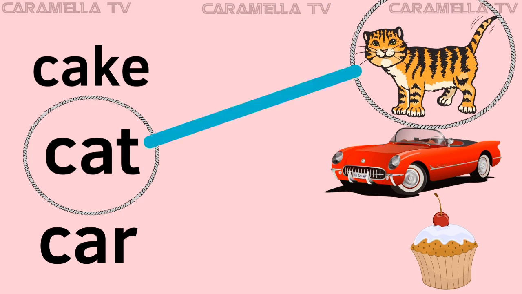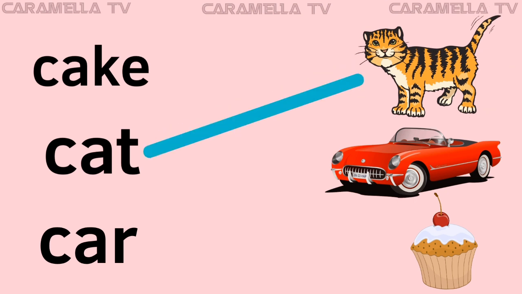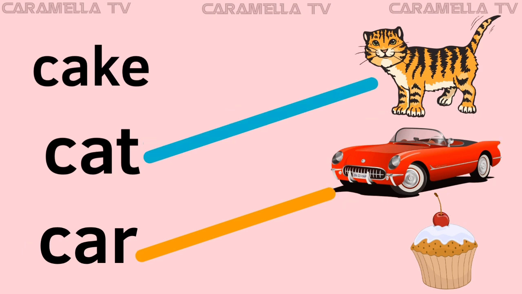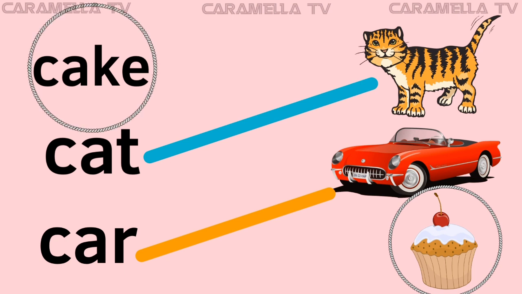Let's connect them. Second picture we have is a picture of a car. Can you guys guess where the word car? That's right. Let's connect them. And last picture we have is a picture of a cake. Can you guys guess where the word cake? That's right. Let's connect them.